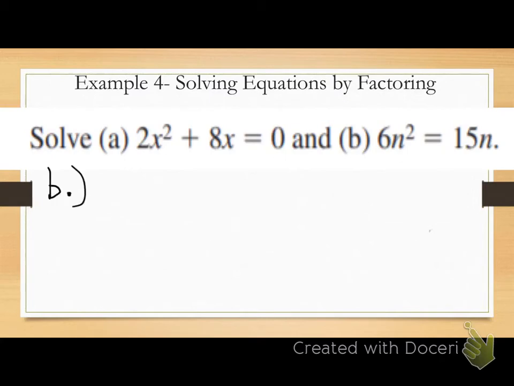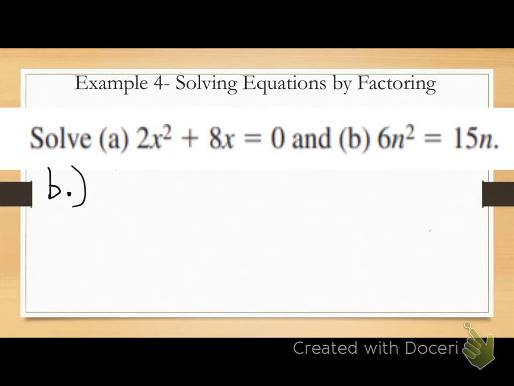We have 6n squared equals 15n. What do you think I need to do before I can factor this? Find your GCF. Not yet. Get it on one side. Get my variable on the same side together. Correct? Are these like terms though? No. One of my n's is squared, one of them is not squared, so they're not going to combine whenever I bring it over. Correct?